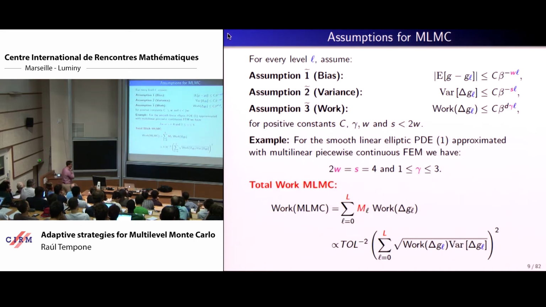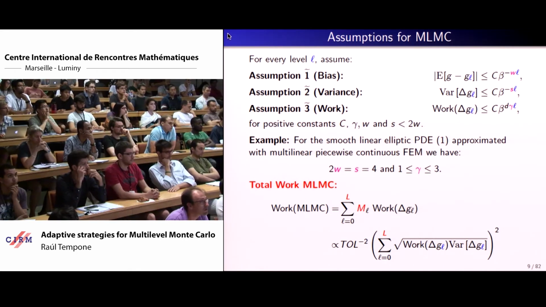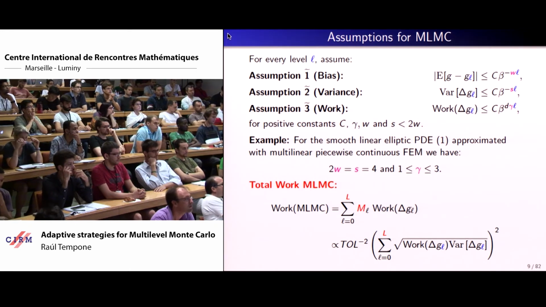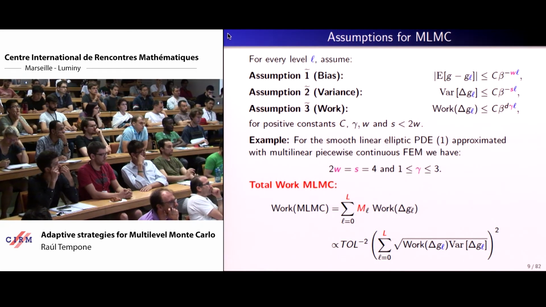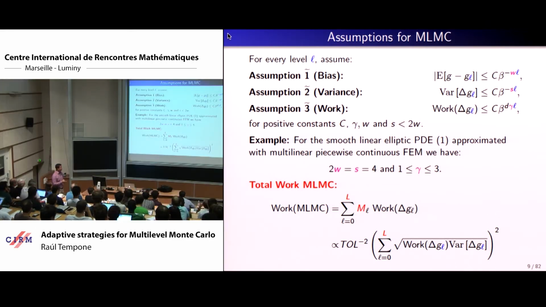So what's the total work? And here we start getting close to your question about the M's. The total work will be found in the same way as we did with Monte Carlo. We have capital L plus 1 levels. On each level, we have to use M_L samples, and the cost per sample is the work of delta G_L in expected sense. So what do we do? Well, remember, we have to find M_L.